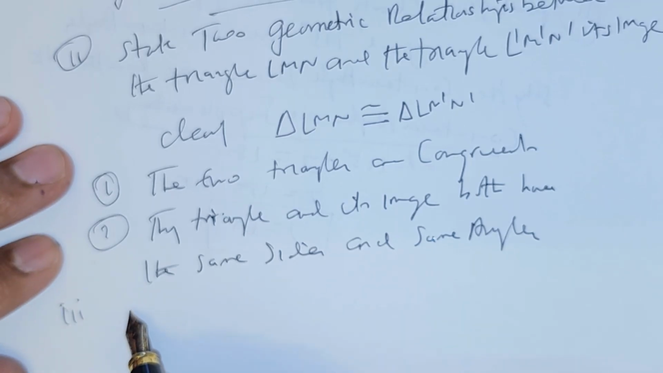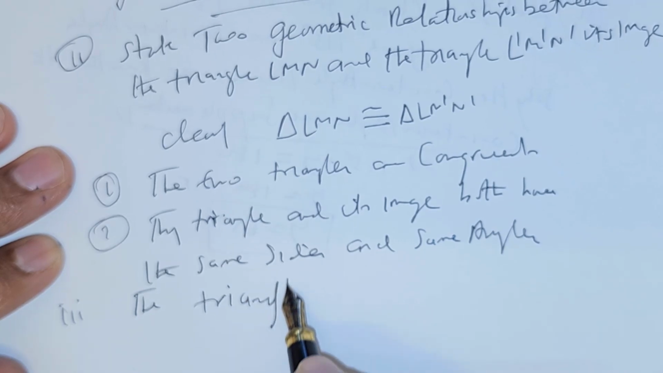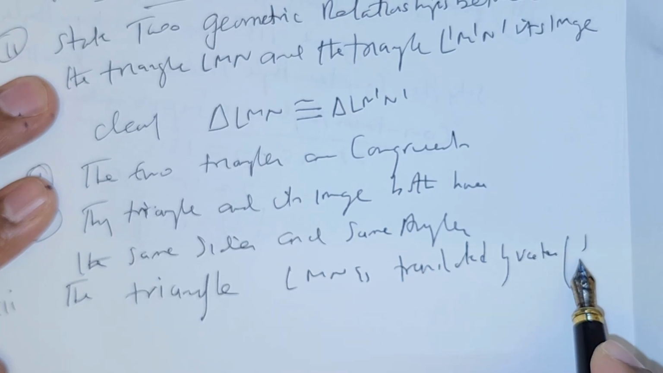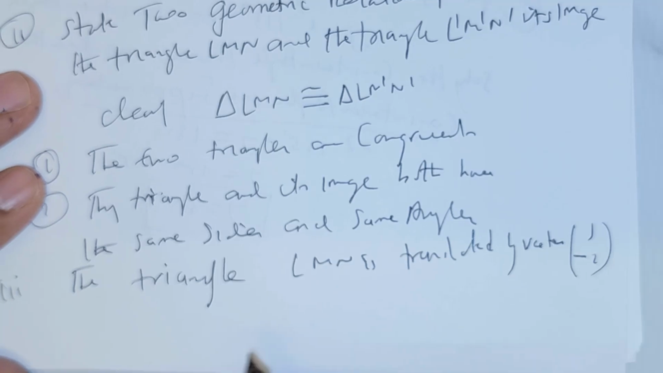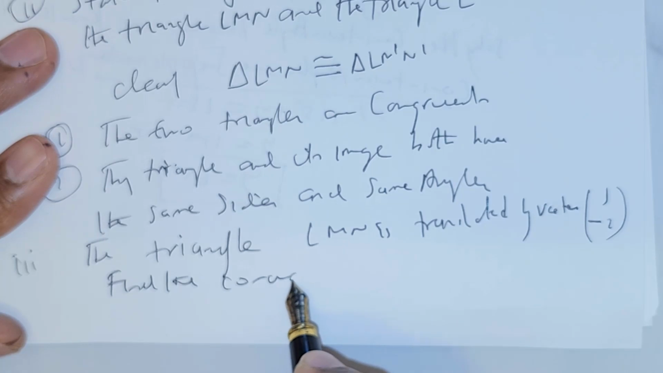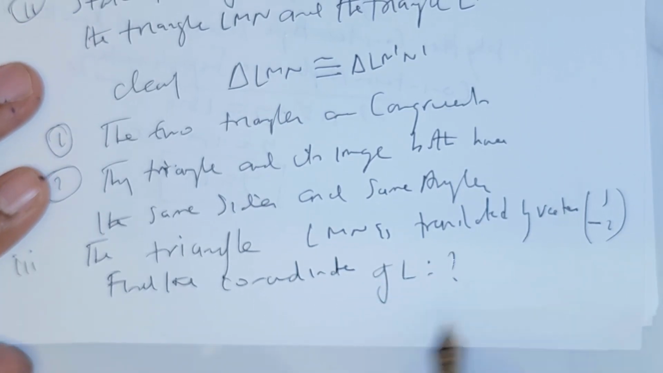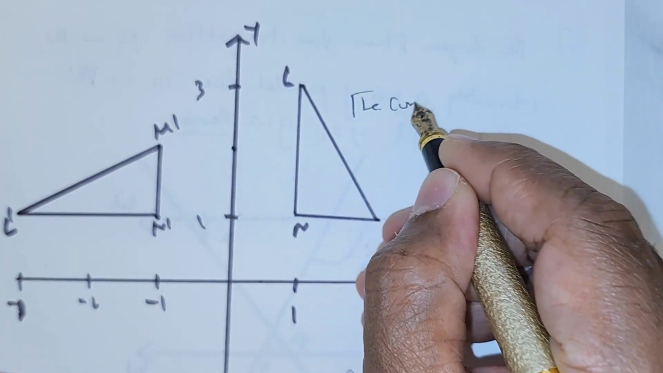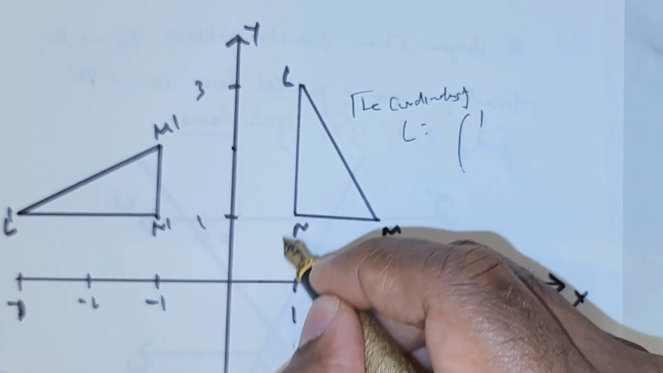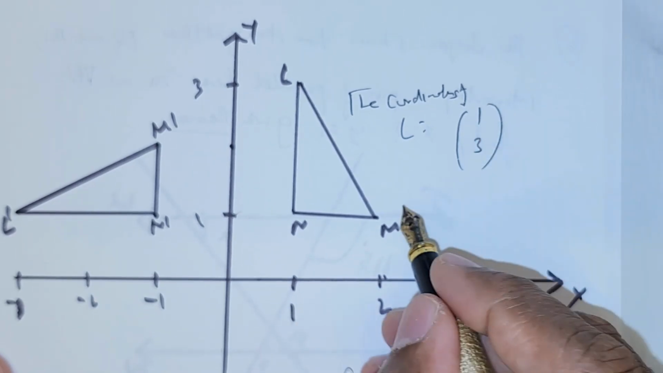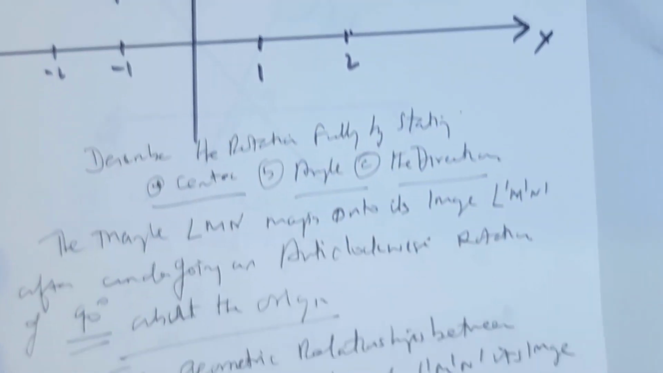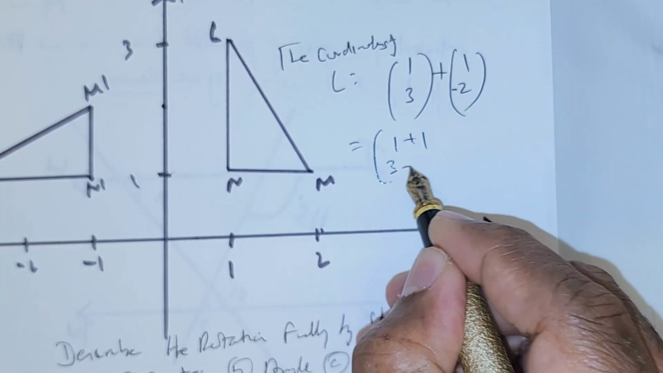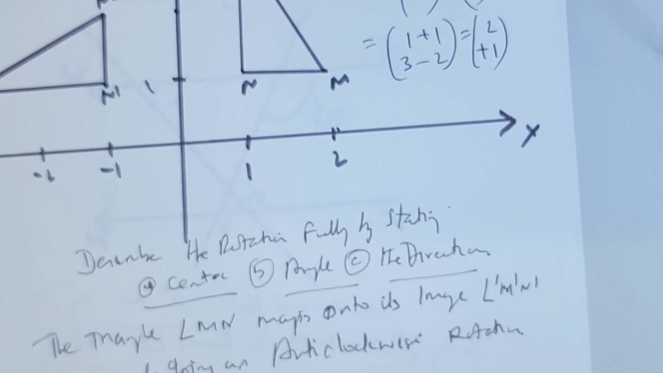Now there's one more thing. The triangle LMN is translated by vector (1, -2). So they're asking us to find the new coordinates of L. So go back to the figure. What do you read in the figure? The coordinates of L are 1 and 3. Now this is being translated by the vector 1 and -2. So the outcome is 1 positive 1. This is negative 2. So it's going to be 3 minus 2, which is going to be 2 and positive 1. Okay, so that's the solution.